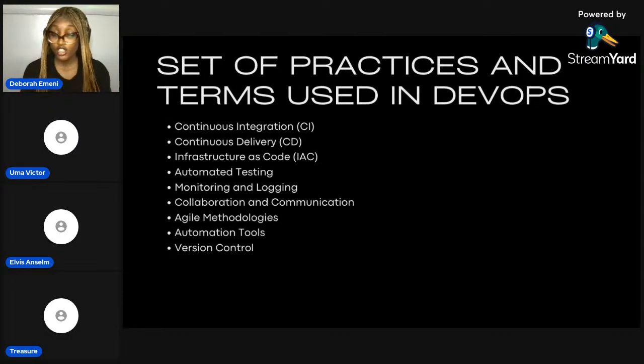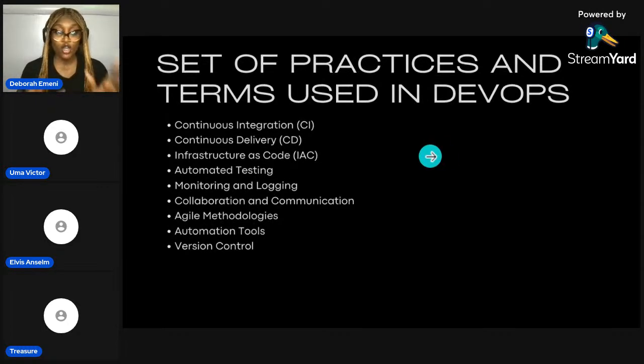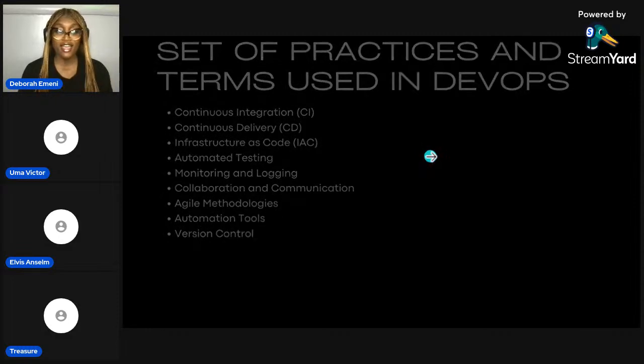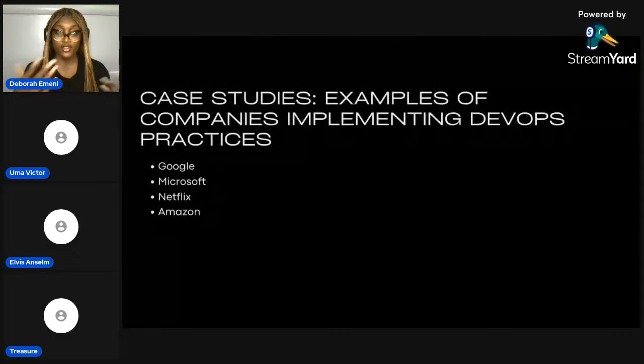Then we have version control as well, like Git and GitHub. It allows developers to make code changes, track changes, and also collaborate with others. So I've spent a lot of time discussing this concept, so I have to hurry and round up because of the other speakers I have. So I'm going to end with this.